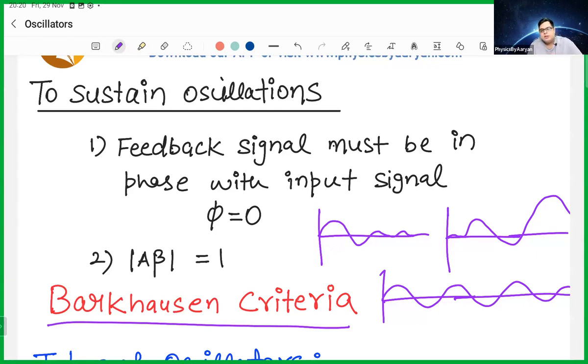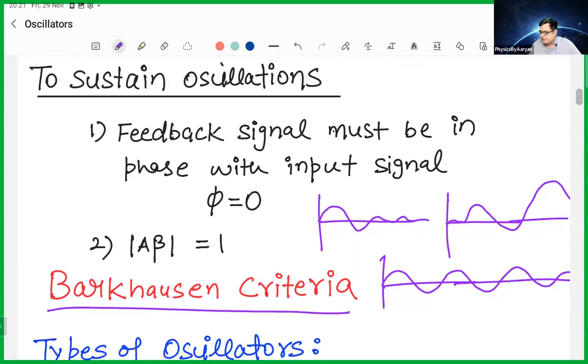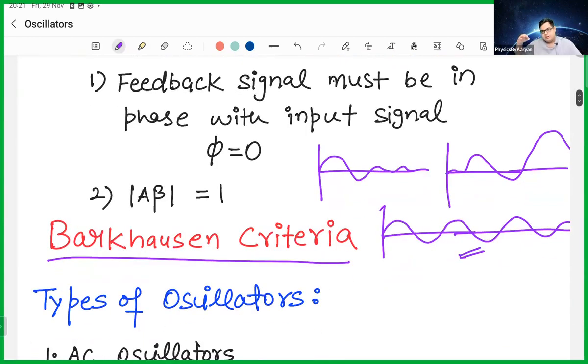Very simple. Whenever someone asks you, forget about what filter or what oscillator I'm talking about, what are the basic principles for any oscillator to work? The basic principle for any oscillator to work, number one, loop gain A beta is 1, and the phase difference between feedback and input should be 0. If these two conditions are satisfied, you will get a sustainable output as shown. Yes, any doubt?